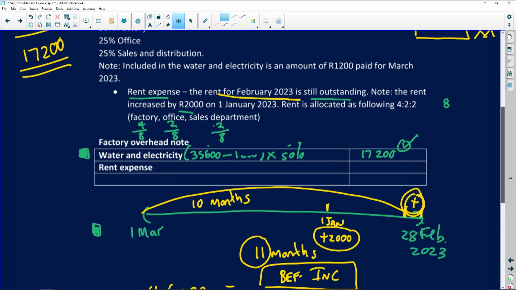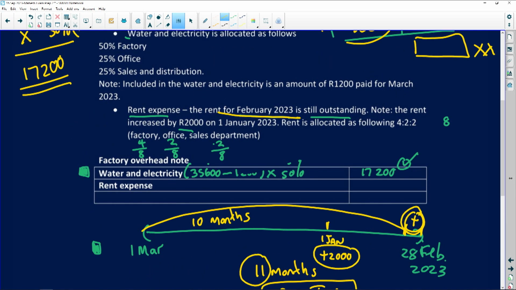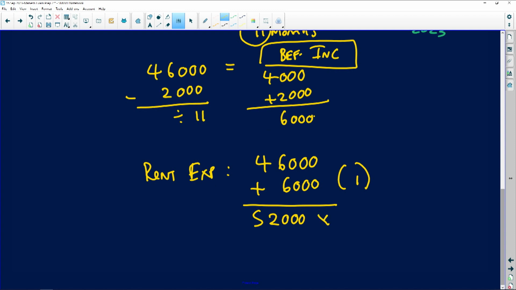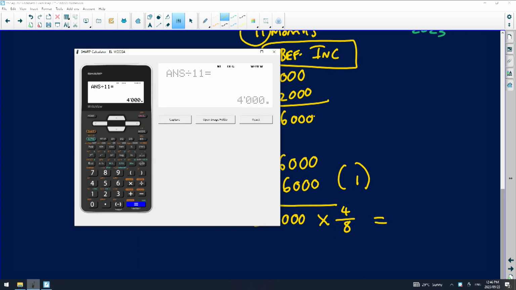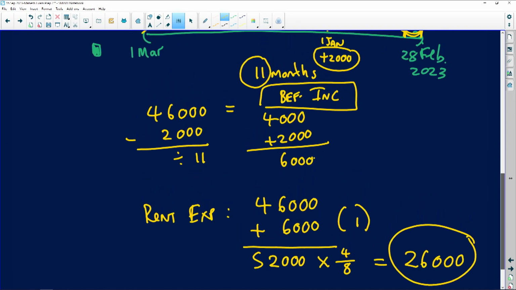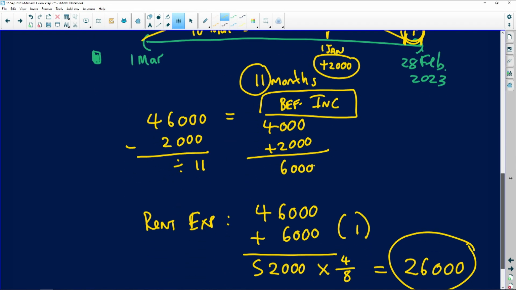So if we go to our information at the top, remember the factory is half, 4 over 8, right? So again, it's 50%, times 4 over 8, or times 50%, and the portion belonging to the factory, we've got an amount of 52,000, right? I'm just going to divide that by 2, and that gives us 26,000. Okay, so once again, where do we show this, or how do we show this? In our note, right?